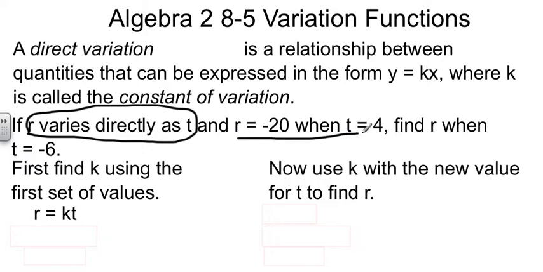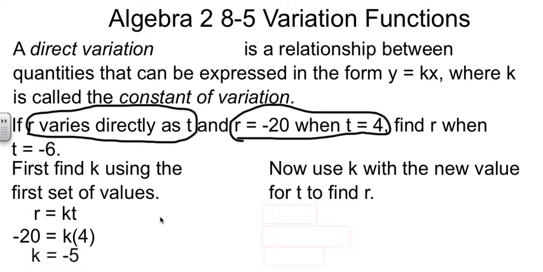Now, I see a set of values that goes together. R is equal to negative 20 when t is equal to 4. Those two things happen at the same time. So I'm going to use those two in my equation and solve it to find k. Now I have a value for k, so I can plug that into my equation, r equals k times t, and I have a new value of t. So now I can plug in, I know k is negative 5, I know t is negative 6, I can find r.